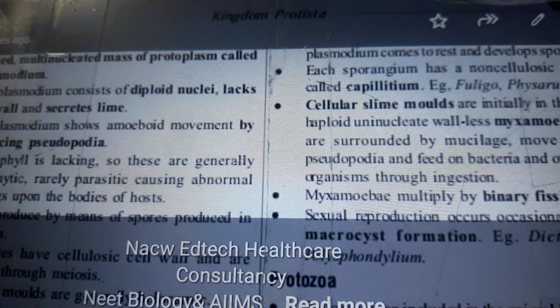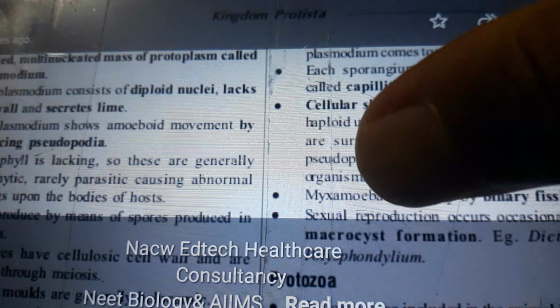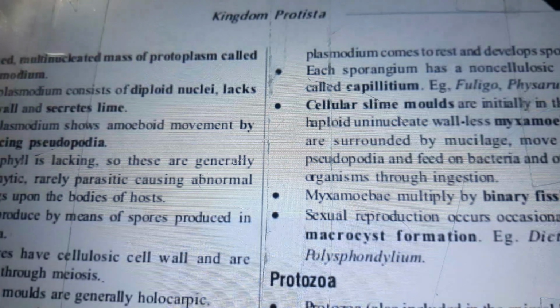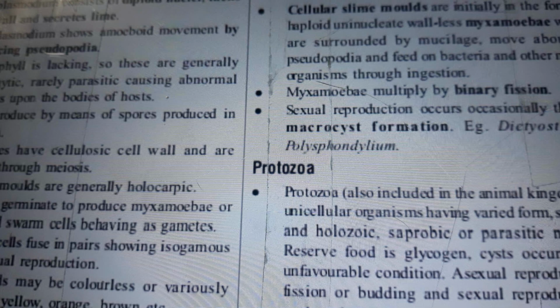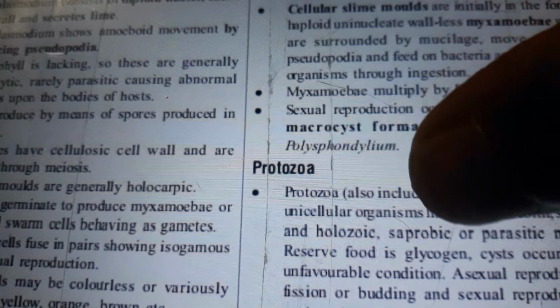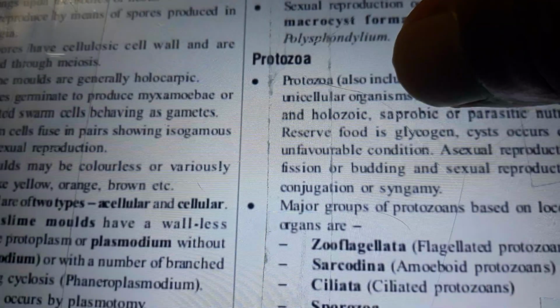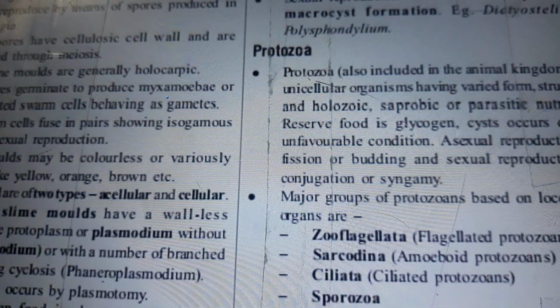The plasmodium consists of diploid nuclei, lacks a cell wall, and secretes lime. The plasmodium shows amoeboid movement by producing pseudopodia. Chlorophyll is lacking, so these are generally saprophytic, rarely parasitic, causing abnormal swellings upon the body of hosts. They reproduce by means of spores produced in sporangia. Their spores have a cellulosic cell wall and are produced through meiosis. The slime molds are generally eucarpic.